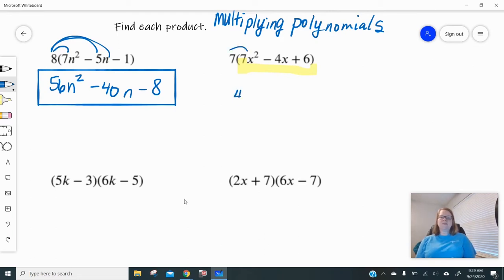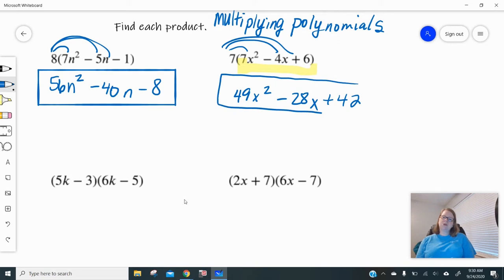7 times 7 is 49. That's an x squared term. 7 times negative 4 is negative 28. That's an x term. And then 7 times 6 is 42. Check our exponents for descending order. We got to the second power, to the first power, and then no variable. So there's our second answer.